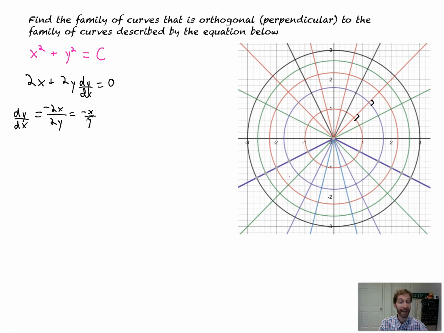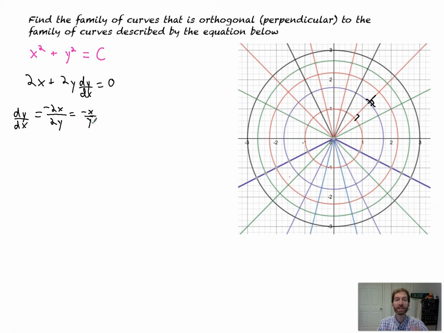We've actually anti-differentiated this one recently if you did the earlier lesson videos. So minus x over y. That's the derivative of the circles. So that gives you the slopes anywhere along here. So maybe a slope here. Well, I want the slopes that are perpendicular to it.